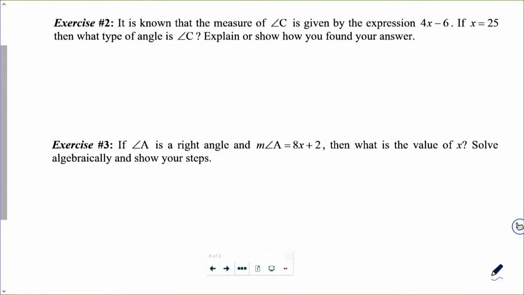It is known that the measure of angle C is given by the expression 4x minus 6. If x equals 25, then what type of angle is angle C? Explain or show how you found your answer.